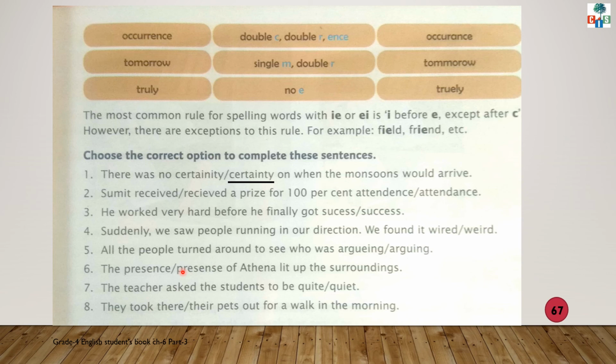And what you have to do, you have to read the chapter, you have to get the meanings from the dictionary. Okay, bye bye, good day.